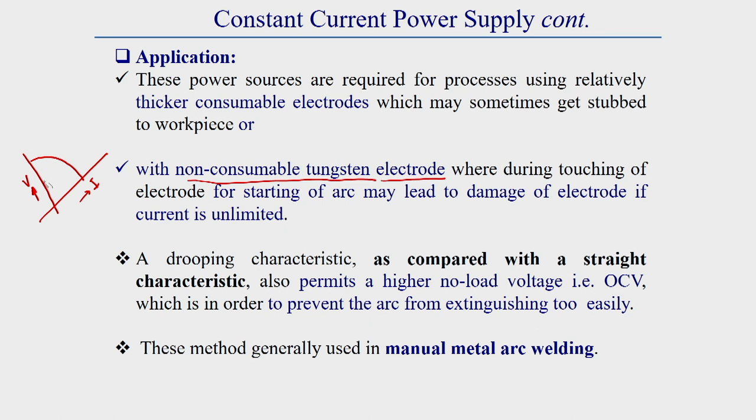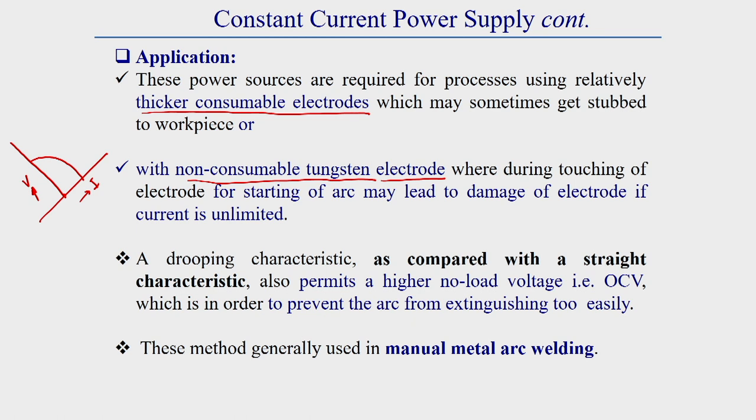Now, what we observe here is that generally during no load, that means once it is short circuited, what it represents is that this is good for a thicker consumable electrode. Why is this good for a thicker consumable electrode?